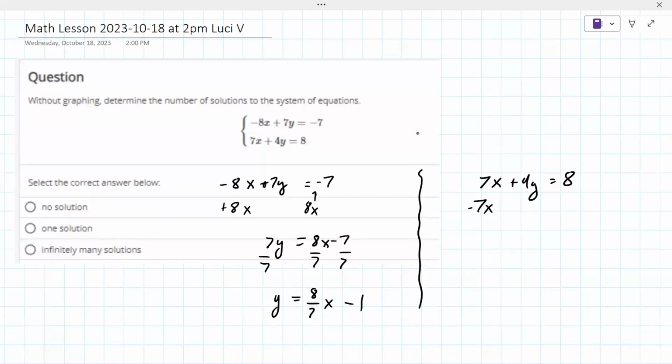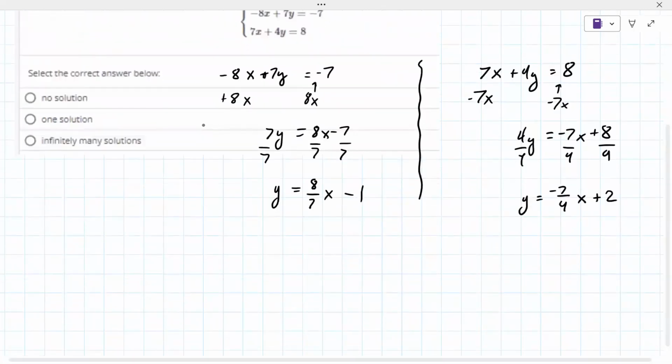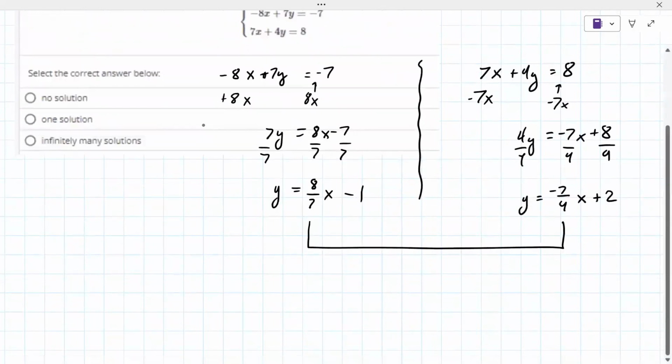We're going to solve it for y. So we're going to subtract 7x. 4y equals minus 7x plus 8. Divide by 4 on both sides. y equals negative 7 over 4x plus 2.